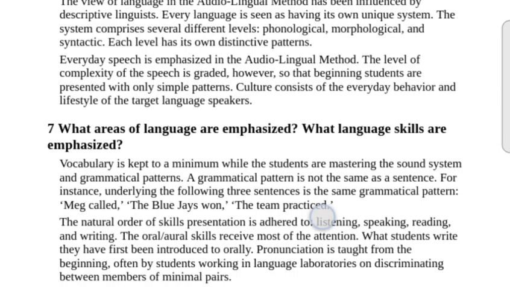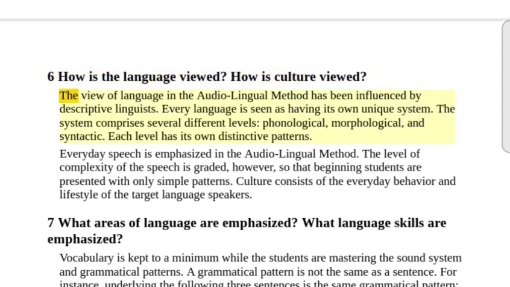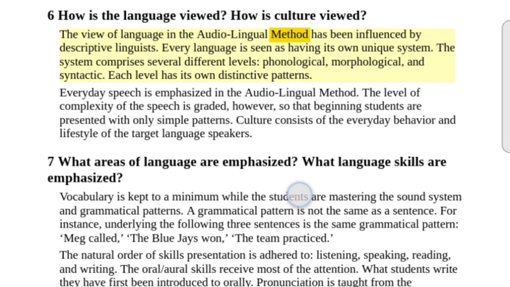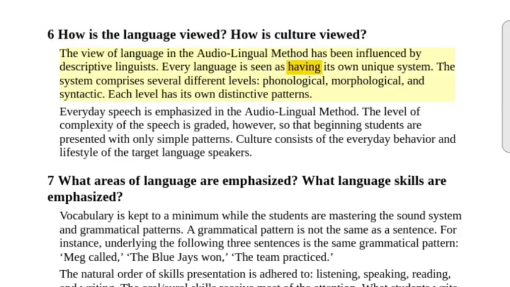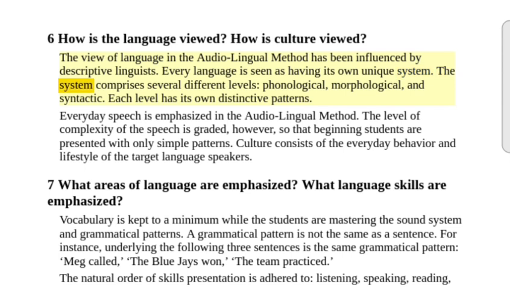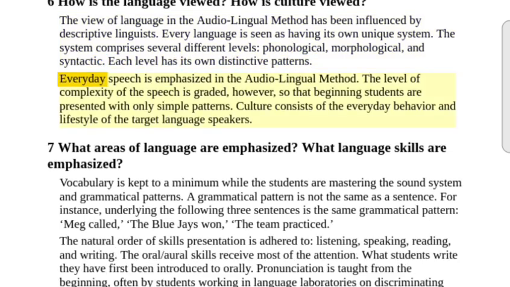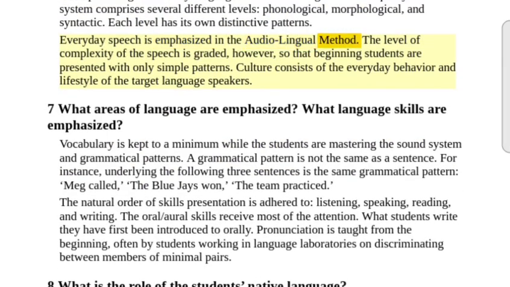6. How is the language viewed? How is culture viewed? The view of language in the audio-lingual method has been influenced by descriptive linguists. Every language is seen as having its own unique system. The system comprises several different levels: phonological, morphological, and syntactic. Each level has its own distinctive patterns. Everyday speech is emphasized in the audio-lingual method. The level of complexity of the speech is graded, however, so that beginning students are presented with only simple patterns.